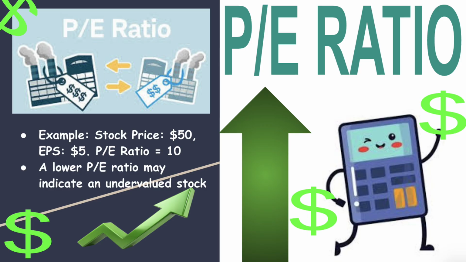For example, a company's stock trades at $50 and its earnings per share, EPS, is $5. The PE ratio would be 50 divided by 5, which is equal to 10. A PE ratio of 10 means paying $10 for every $1 of earnings. Generally, a lower PE ratio suggests the stock might be undervalued, while a higher PE ratio could mean it's overvalued.